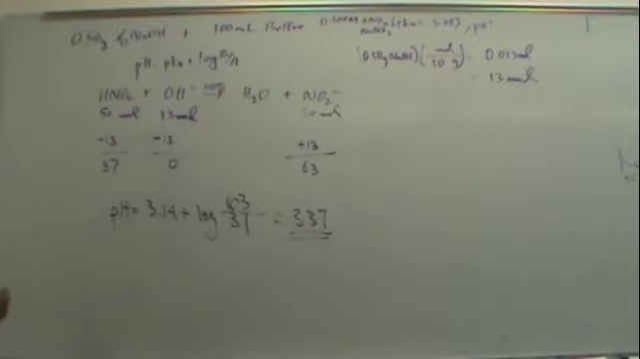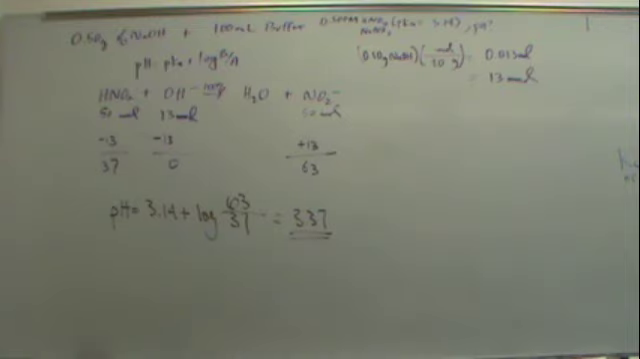And we'll just think about it for a moment, see if it makes sense. I had a buffer, I added a base, so I'm expecting the pH to go up from the pKa. The pKa initially was 3.14, and so it went up just a little bit to 3.37. So that makes sense because I added a base, so that number should go up.